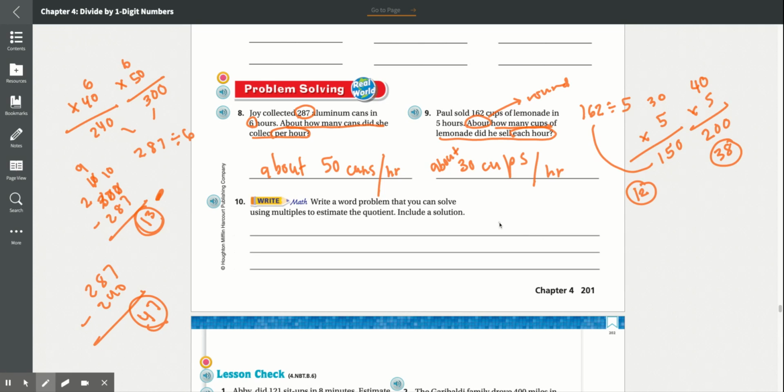Number 10, write a word problem that you can solve using multiples to estimate the quotient. Include a solution. So a possible answer for this question would be, Daisy earns $250 in 6 hours. About how much money does she make each hour? And the answer to that question would be about $42 per hour.